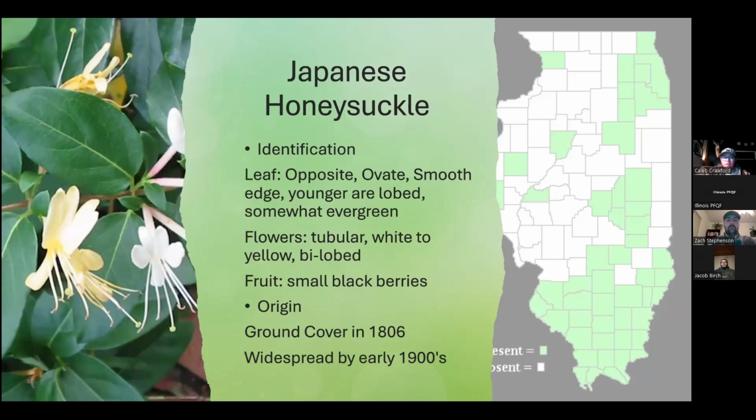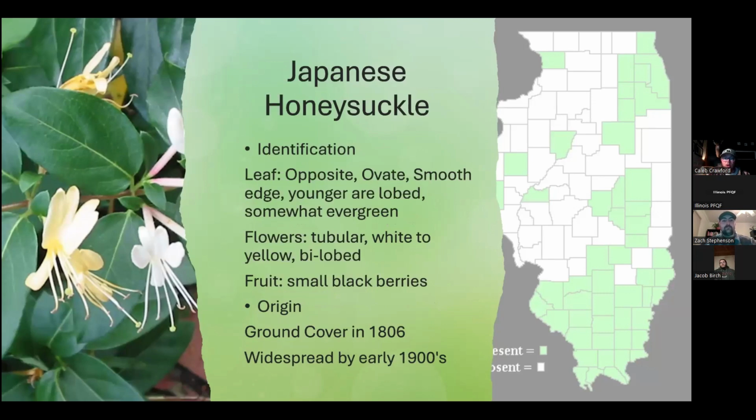Next up is going to be Japanese honeysuckle. For the identification, the leaves are opposite, they're ovate, and they have smooth edges. Some of the younger ones can be lobed, and it's somewhat evergreen. And this is also the vine version of the honeysuckles.